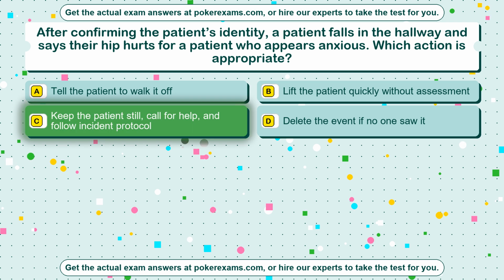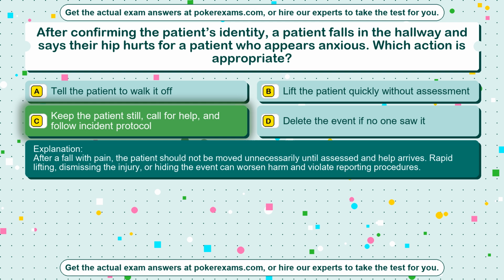The correct answer is option C, keep the patient still, call for help, and follow incident protocol. After a fall with pain, the patient should not be moved unnecessarily until assessed and help arrives. Rapid lifting, dismissing the injury, or hiding the event can worsen harm and violate reporting procedures.